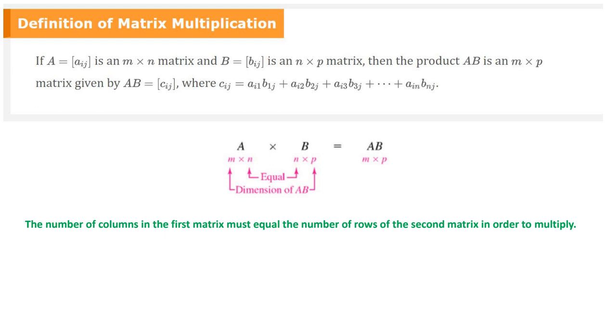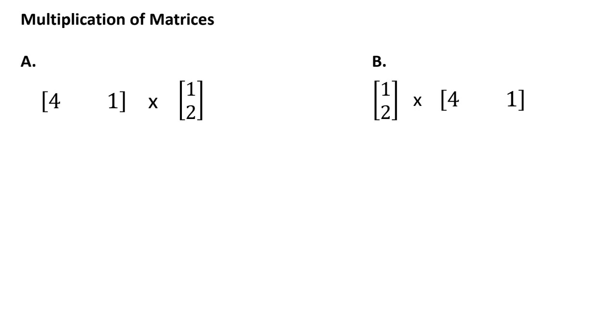Okay, let's look at examples really quick. If I want to multiply matrix A, which is 4 and 1, a 1 by 2 matrix, with a 2 by 1 matrix, I can do this, right? Because the first matrix has 2 columns and the second matrix has 2 rows, so this is the same. I can multiply them, and the resulting matrix is going to be a 1 by 1 matrix.